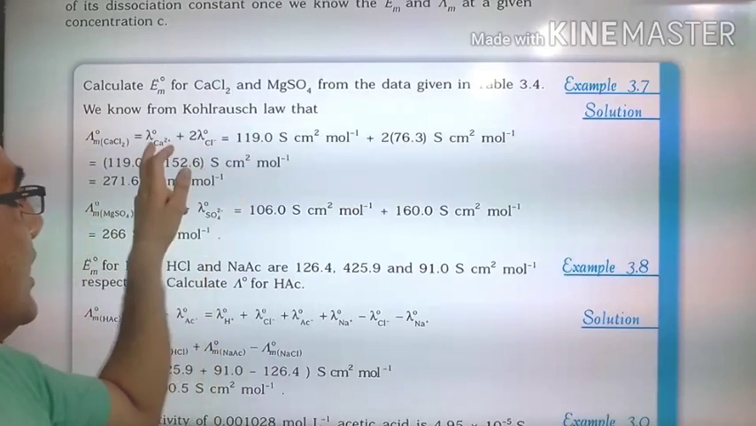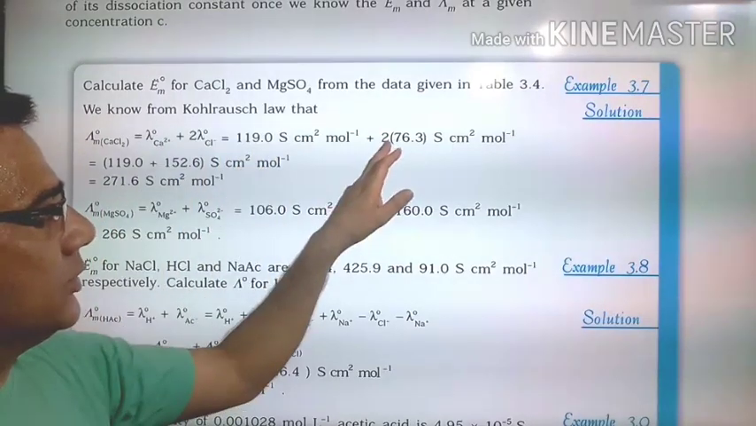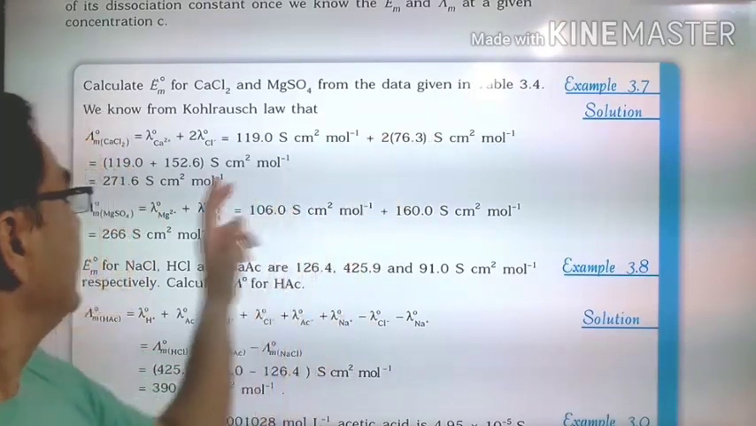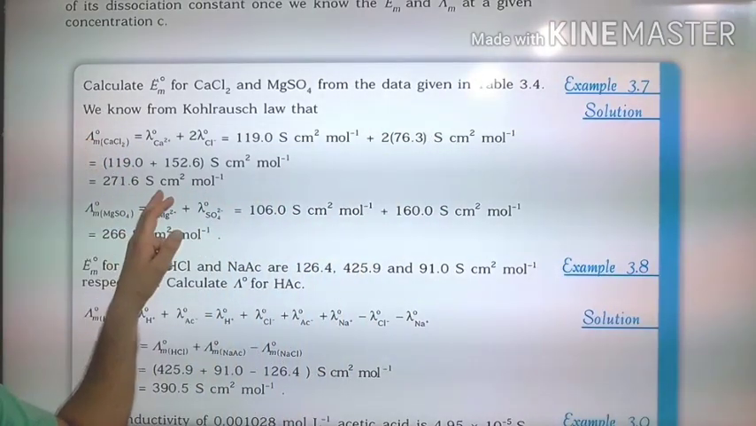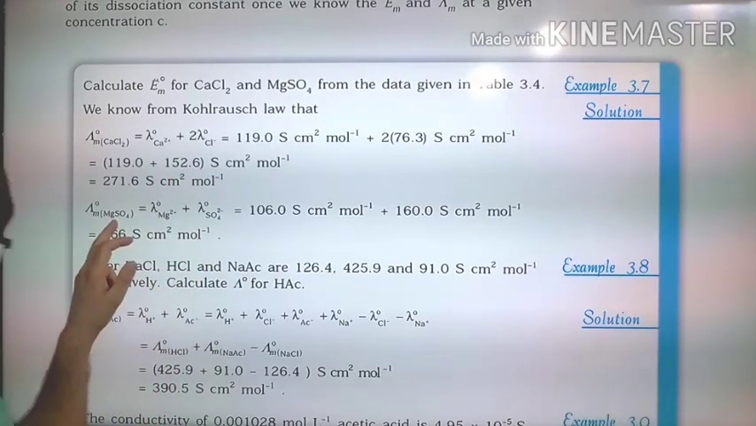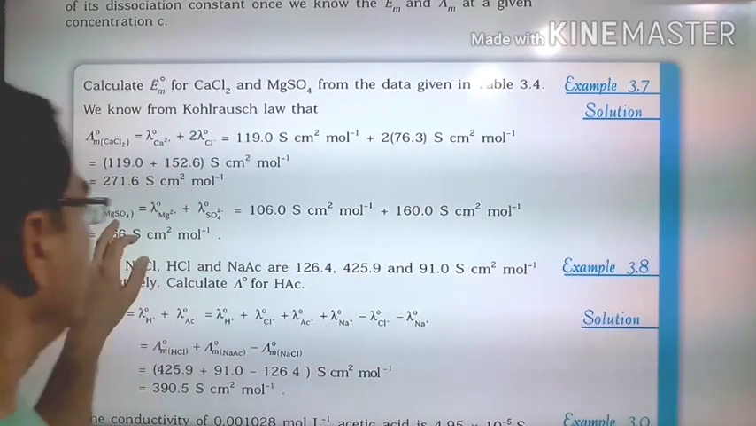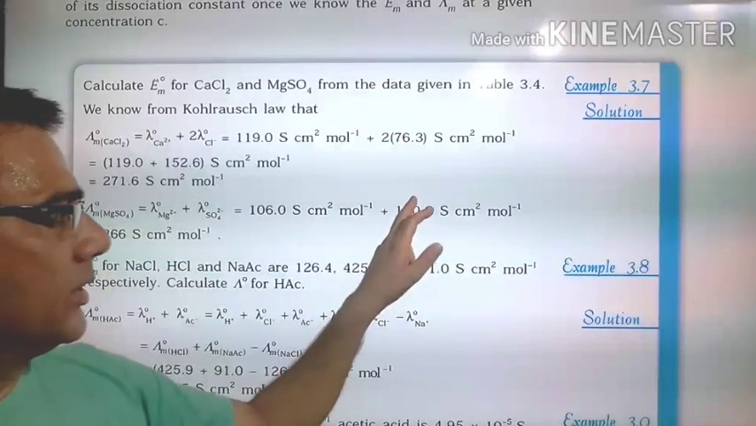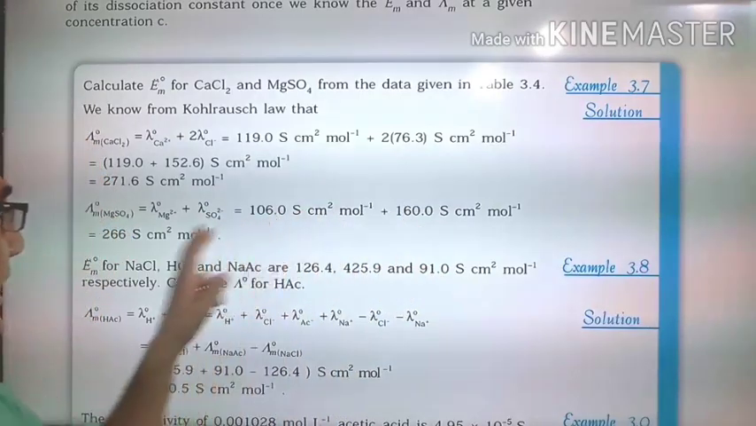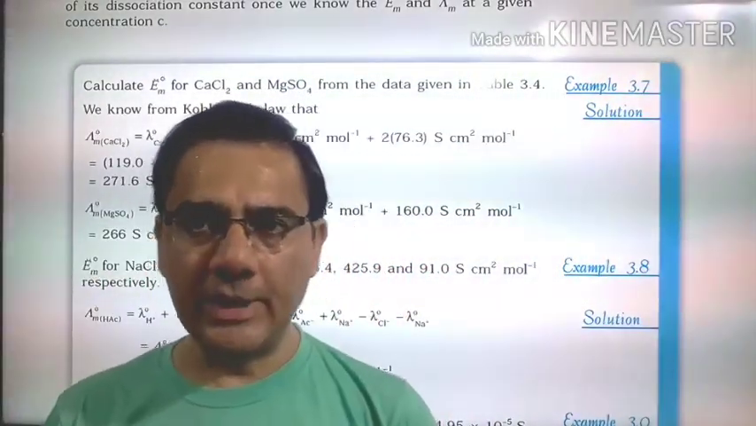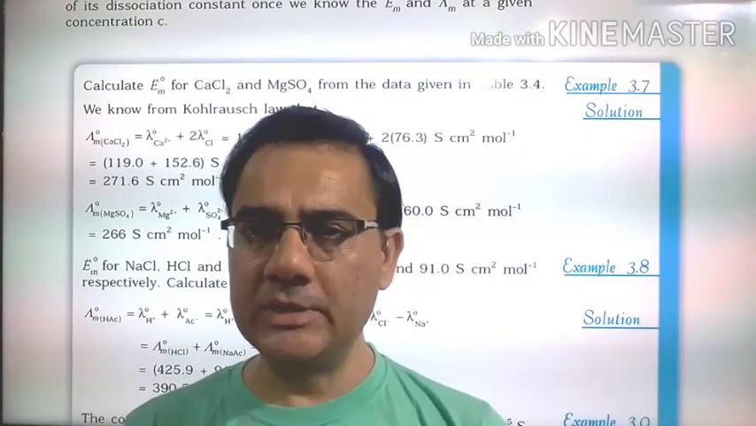And what are the values? Calcium की 119 plus 2 into chloride की 76.3, and when we solve it then we get 271.6 Siemens centimeter square per mole. So this is the value. Now magnesium sulfate also we can calculate. Mg 2+ value 106 और सल्फेट की लिमिटिंग मोलर कंडक्टिविटी 160. We just add this and we get the value of the limiting molar conductivity of magnesium sulfate. So I hope it is clear to you.